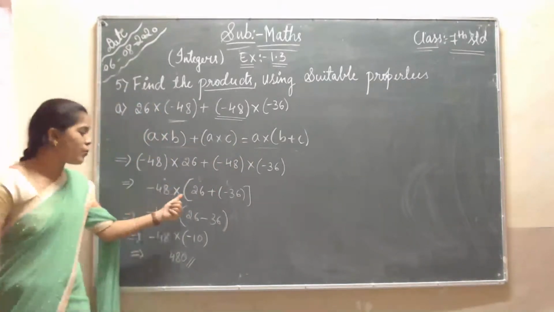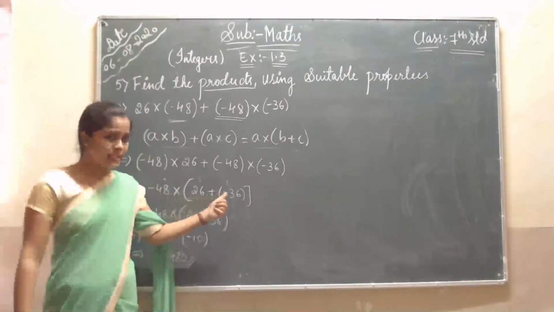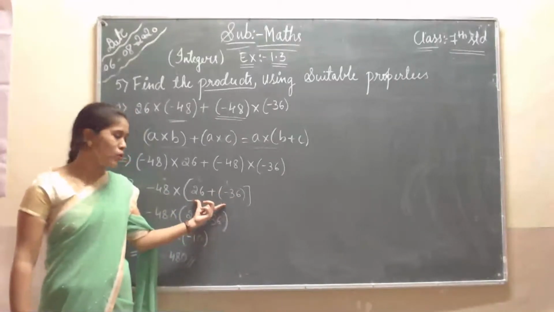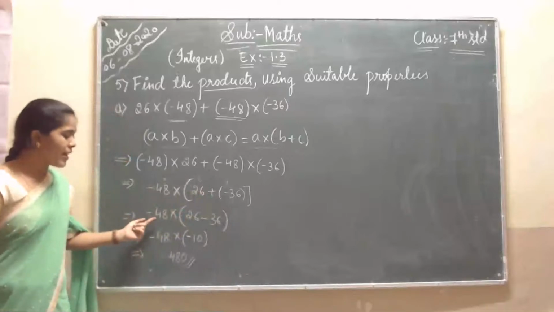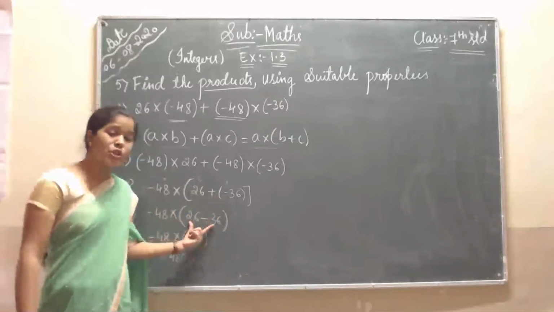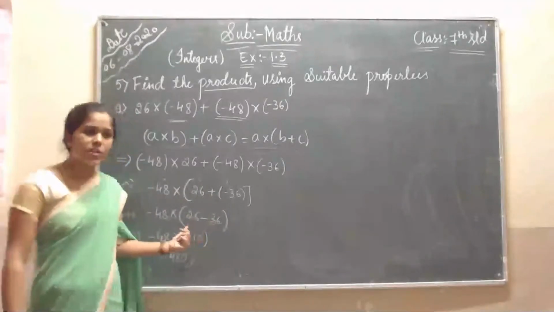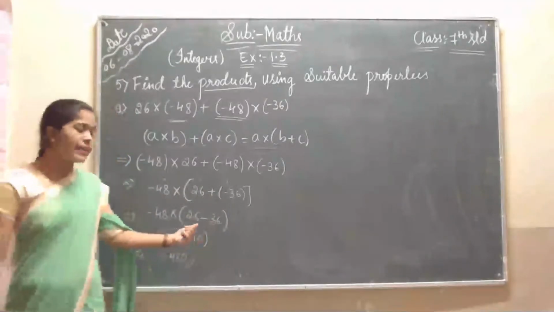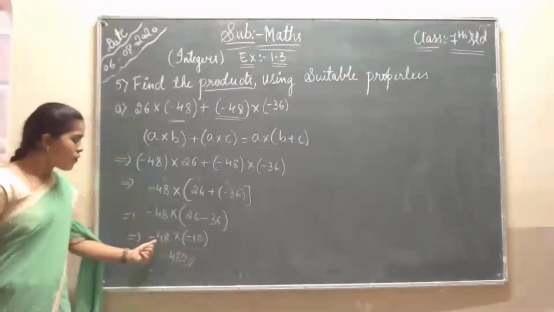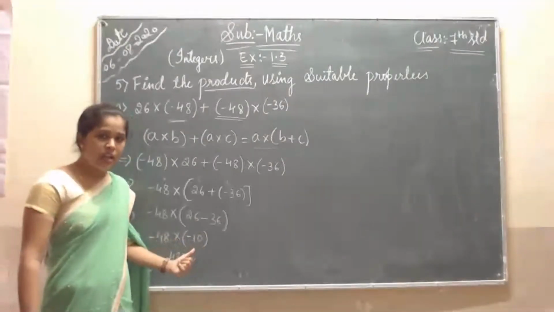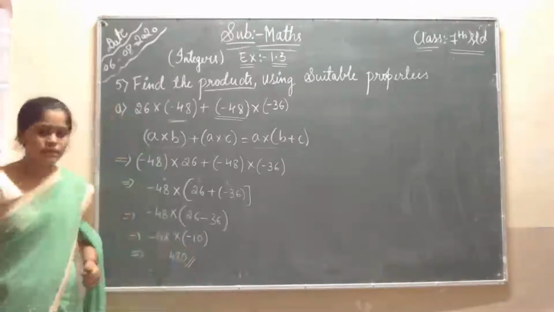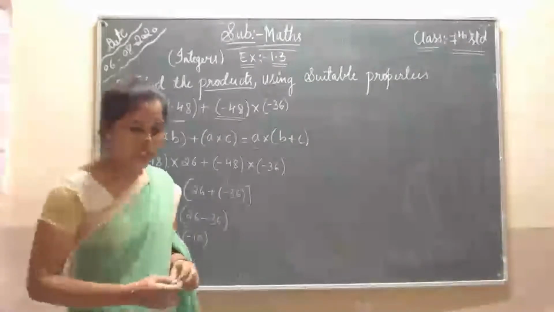Okay, now A into B plus C. First solve the bracket, because BODMAS rule. We should apply BODMAS rule here. 48 keep as it is. 26 plus minus 36. One is positive, one is negative. 36 minus 26 is 10. But the greater number is 36, so we write minus. Okay. Now 48 10s are 480. Okay, minus into minus is plus. Hope you understood. Next question.